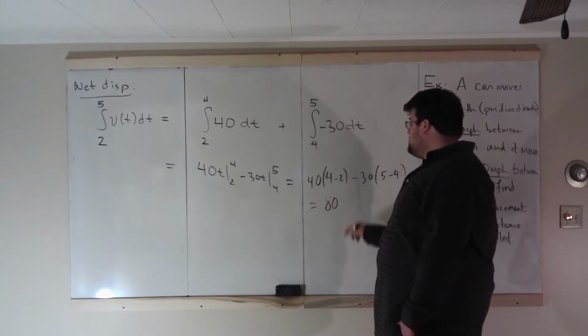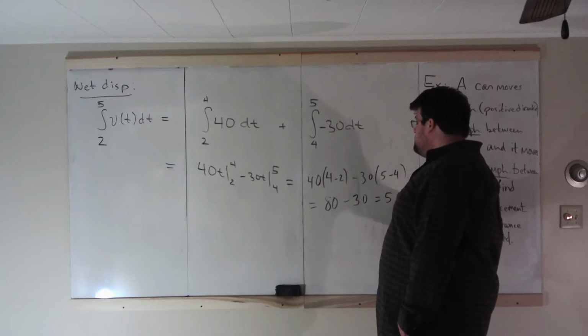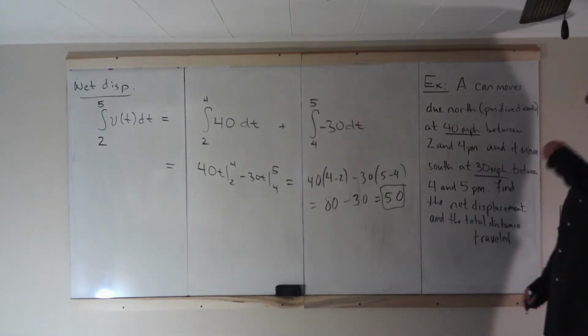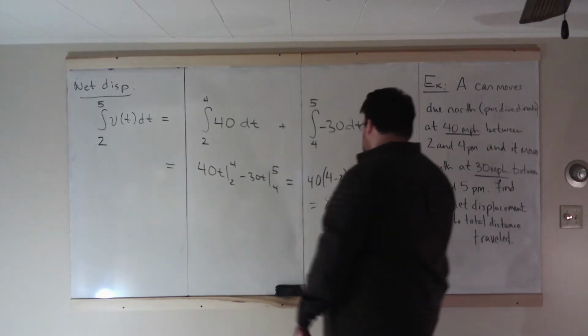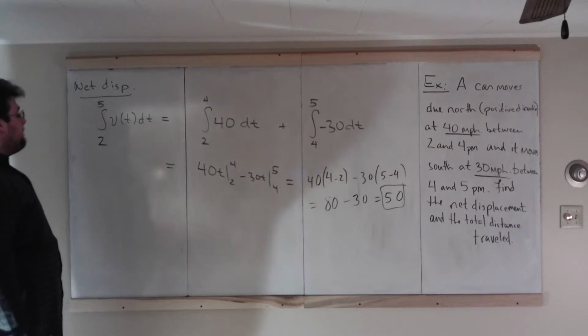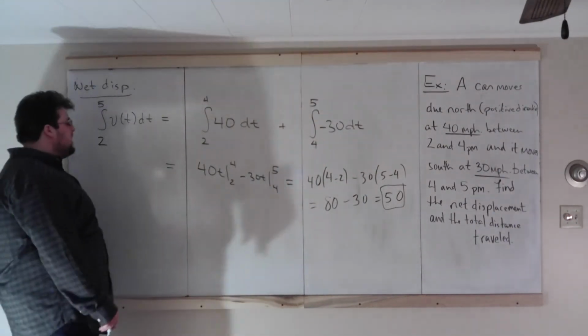80 minus 30, which gives you 50 in the positive direction. And that does verify what we thought the answer should be. So there's our net displacement. Now, how are we going to find total distance traveled?